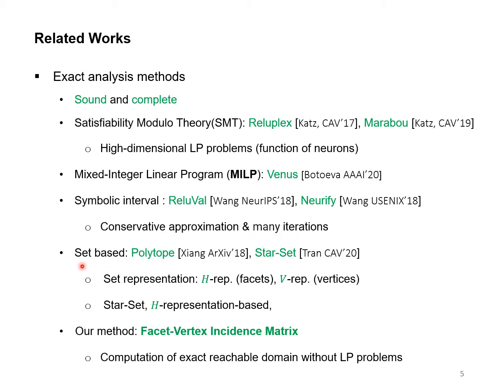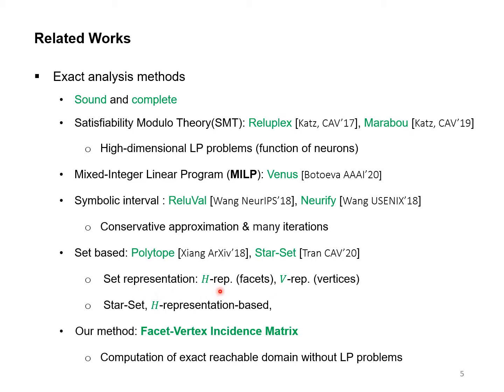The fourth category is the set-based method. There are works like the polytope-based method and star set. Normally, there are two set representations for convex polytopes. They are H representation, which is a set of facets, or V representation, which is a set of the vertices. For the polytope-based method, they use both of those set representations in the reachable set computation. But there are frequent conversions between the H and V representations, which are not very efficient.